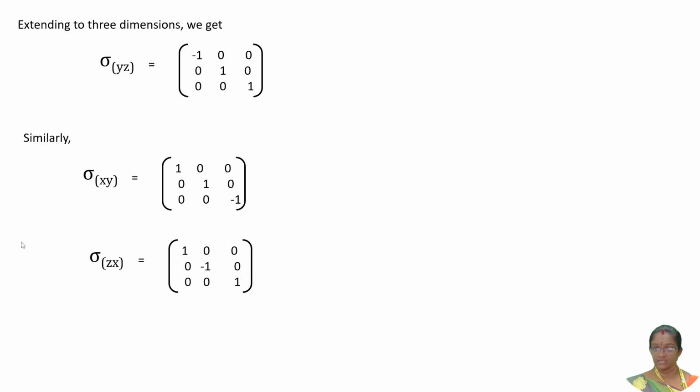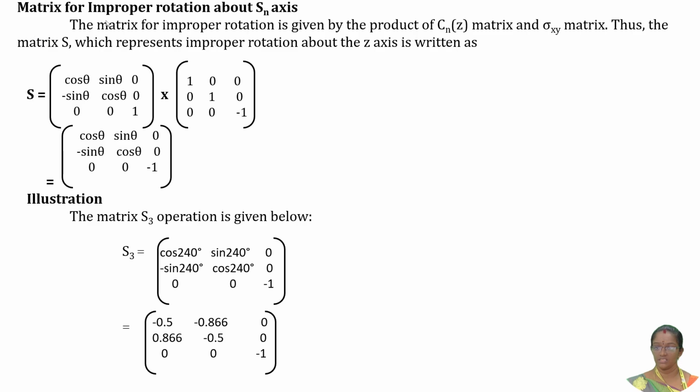Now we will consider the matrix for improper rotation about the Sn axis. This can be arrived at from the product of the Cnz matrix and the sigma xy matrix. Thus, the matrix S, which represents improper rotation about the Z axis, is the product of the Cnz matrix, cos theta sin theta 0, minus sin theta cos theta 0, 0 0 1, and the sigma matrix, 1 0 0, 0 1 0, 0 0 minus 1. Multiplying these two gives cos theta sin theta 0, minus sin theta cos theta 0, 0 0 minus 1.